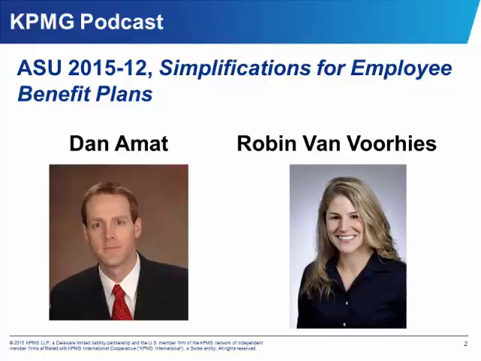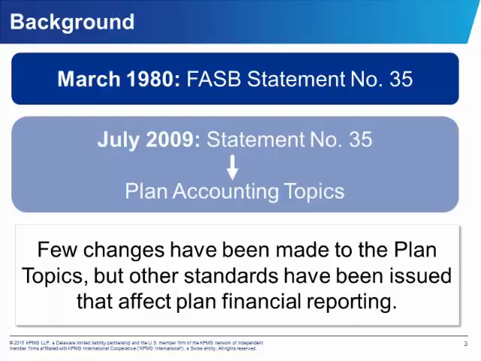So can you provide us a brief background of the new standards update and why it was brought to the EITF's attention in the first place? Sure, Dan. In March 1980, over 35 years ago now, the FASB issued Statement number 35 about defined benefit pension plans. In 2009, the FASB issued its codified standards, and Statement 35 became the basis for the FASB's 3 plan accounting topics, which include Topic 960 about defined benefit pension plans, Topic 962 about defined contribution pension plans, and Topic 965 health and welfare benefit plans.